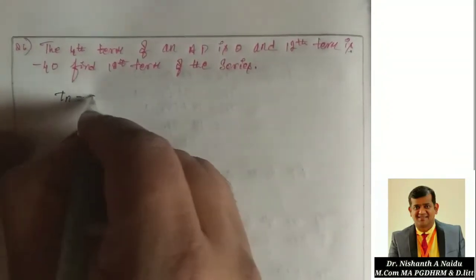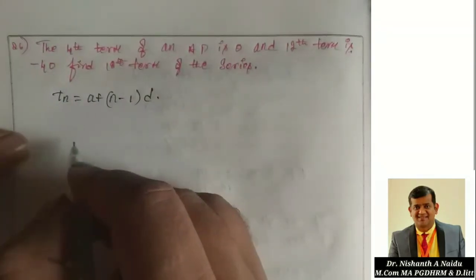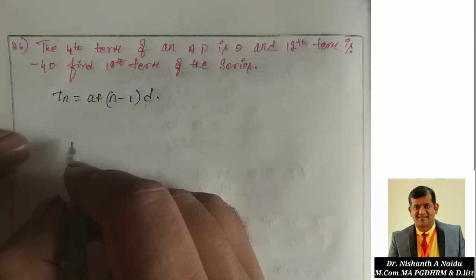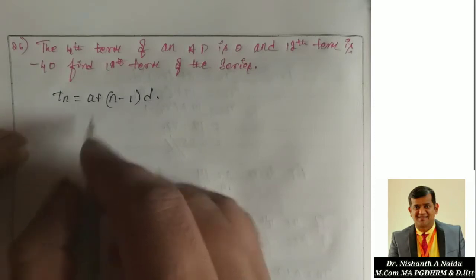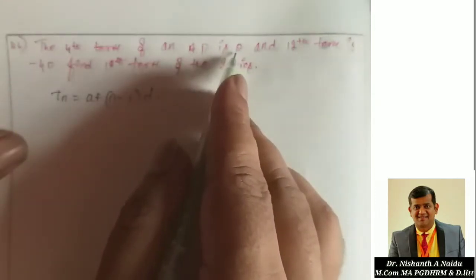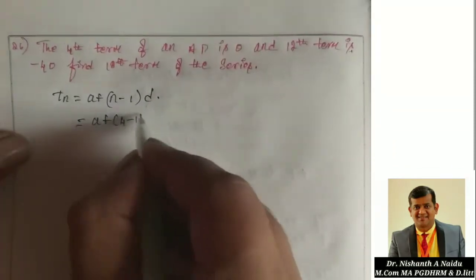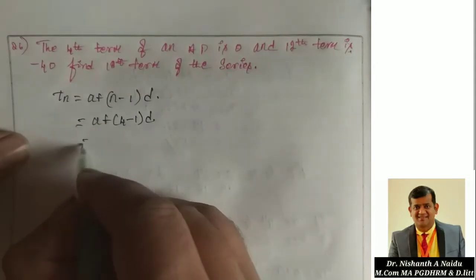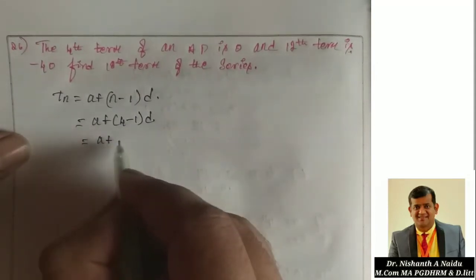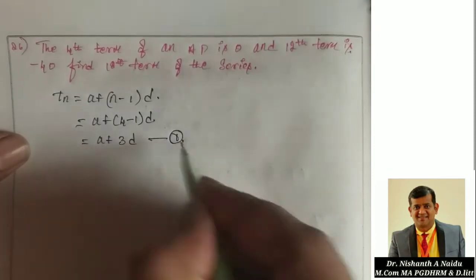That is Tn equals a plus n minus 1 into d. So now we are going to find equation 1. The fourth term of an AP is 0, it is said. So for this you have to find the equation: a plus 4 minus 1 into d. So that becomes a plus 3d. A plus 3d is equation 1.